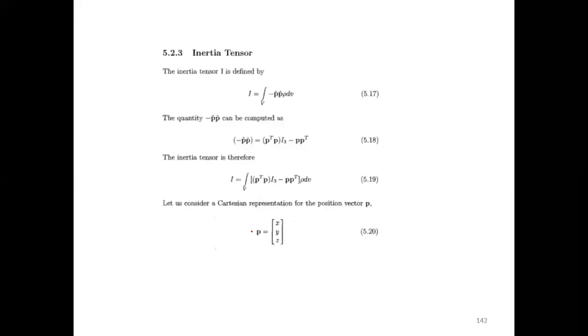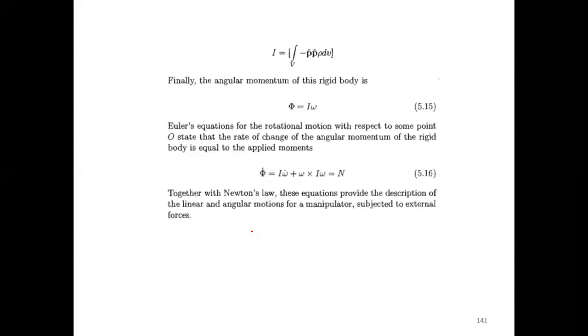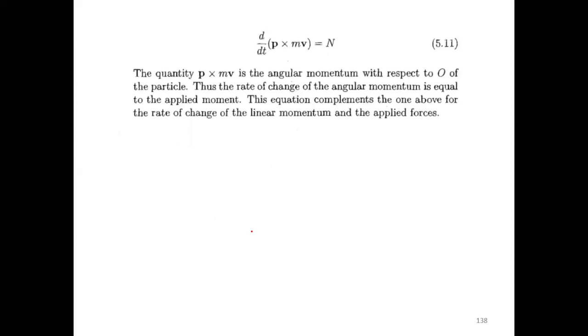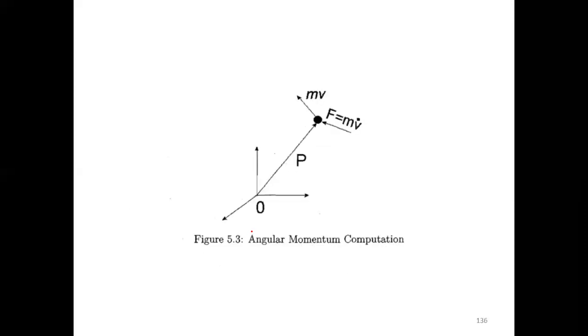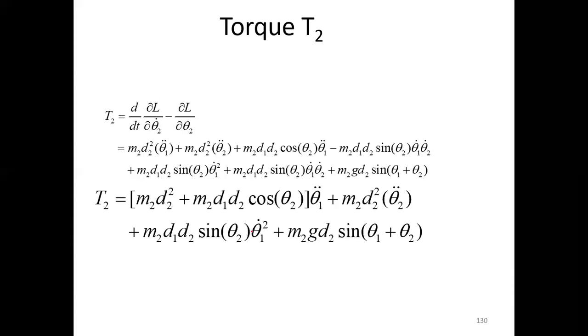So this is another concept we need to analyze, that is the inertia tensor. The inertia tensor I is defined as I is equal to the integration of minus p cross p cross, dv, where p is equal to x, y, z. This is the calculation of the inertia tensor. Okay, these are the concepts we have seen in the Newton-Euler formulation. This is unit number 3. So let's see a small recap of unit number 3.